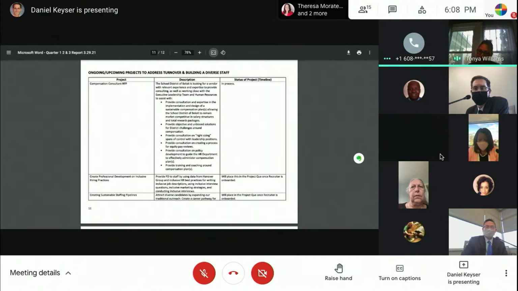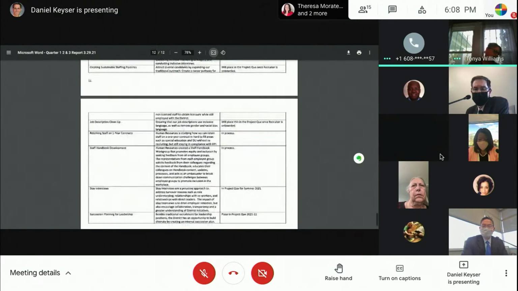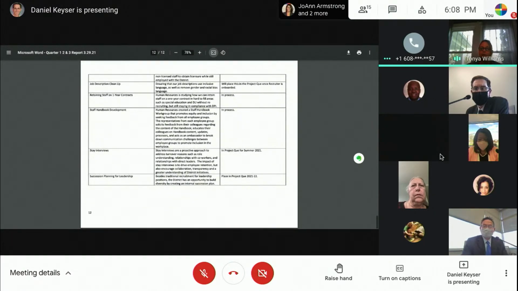Once we have our recruiter in place, we'll be providing some professional development on inclusive hiring practices, also creating sustainable staffing pipelines as well. We have a whole lot of work to do with job description cleanup, and specifically using language in our job descriptions that is inclusive. We're looking at retaining staff on one-year contracts.